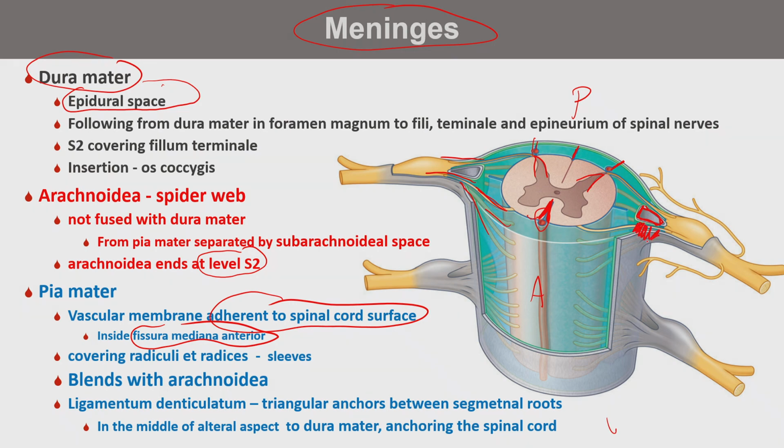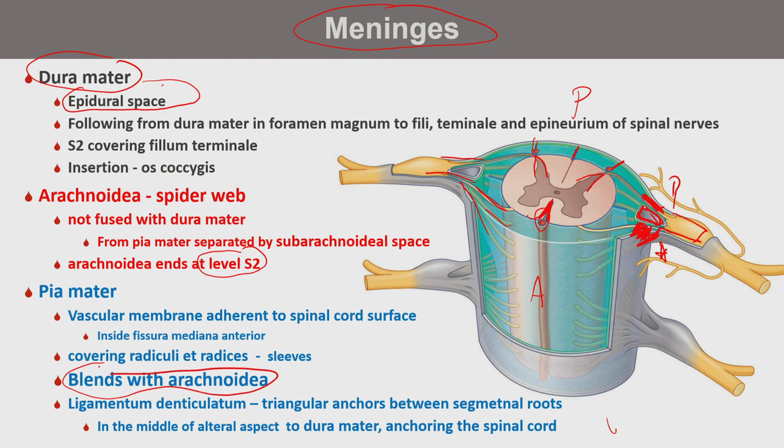You have here, what is here? This is radix, dorsal and ventral or posterior or anterior, and between it is window. Then this sleeve is followed to a level where the anterior and posterior root are fused. So this is important, that it blends with arachnoidea.